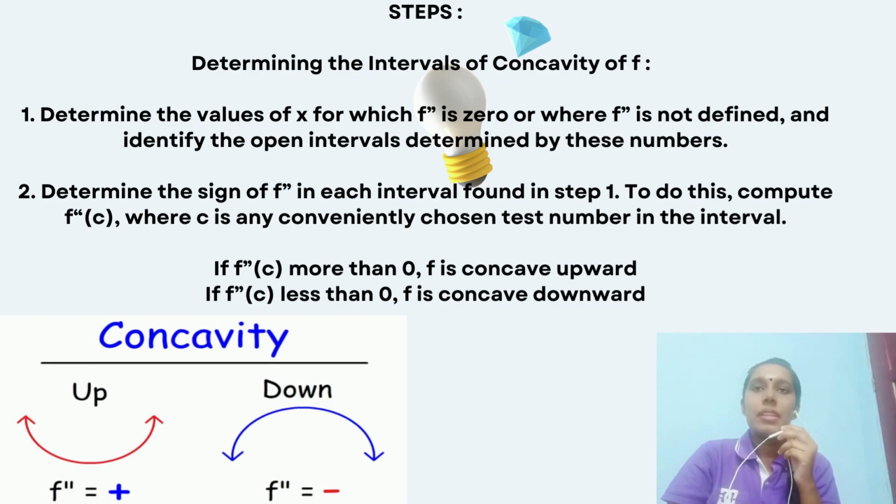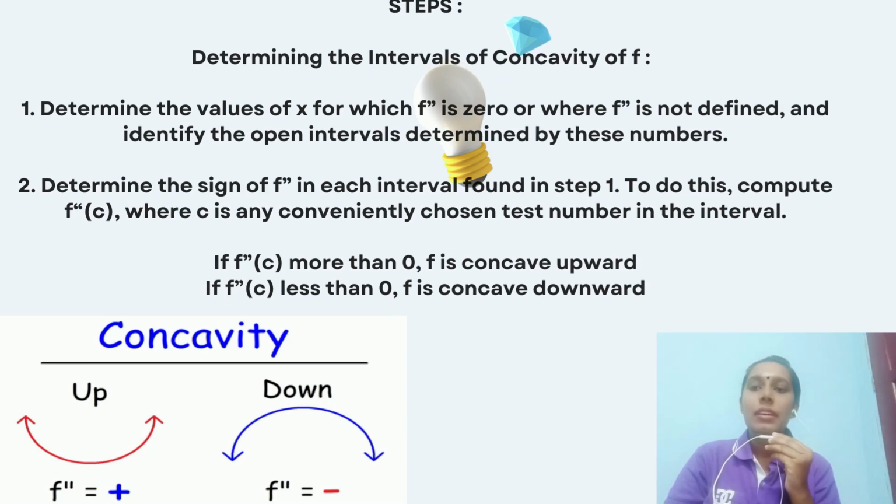Second, determine the sign of f'' for each interval found in step 1. To do this, compute f''(c), where c is any chosen test number in the interval. If f'' is more than 0, it means f is concave upward. If f'' is less than 0, it means f is concave downward.